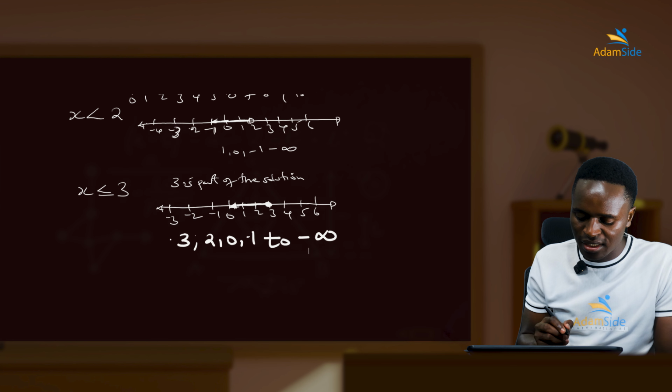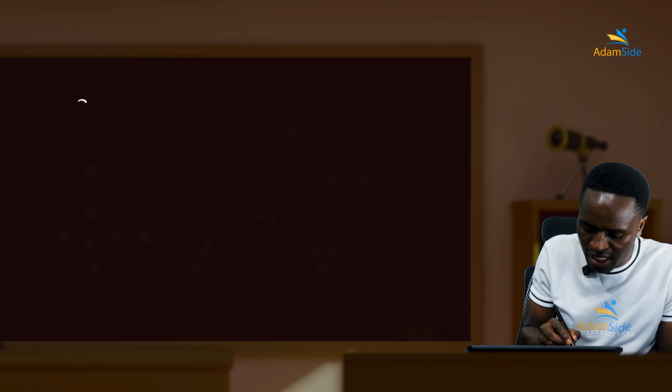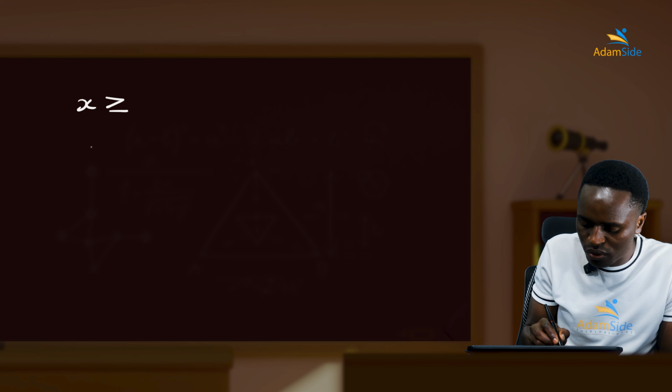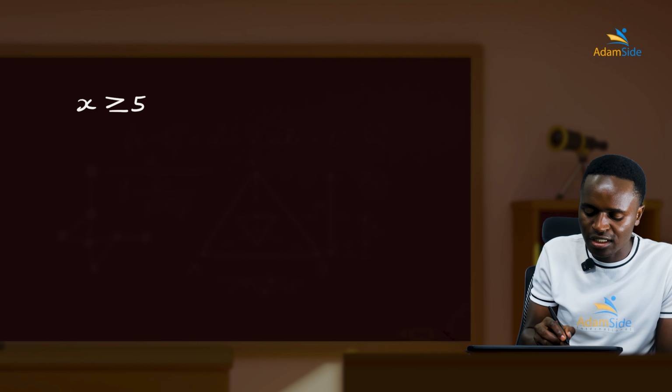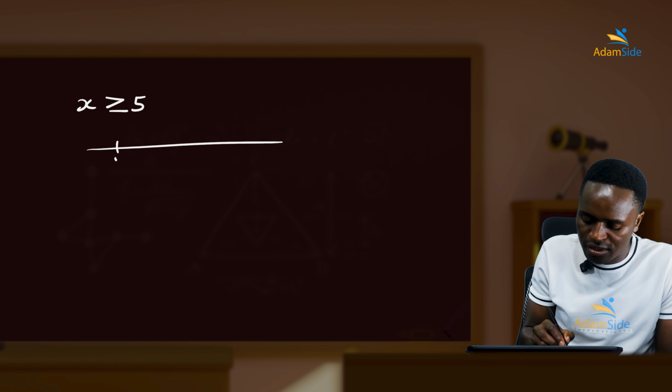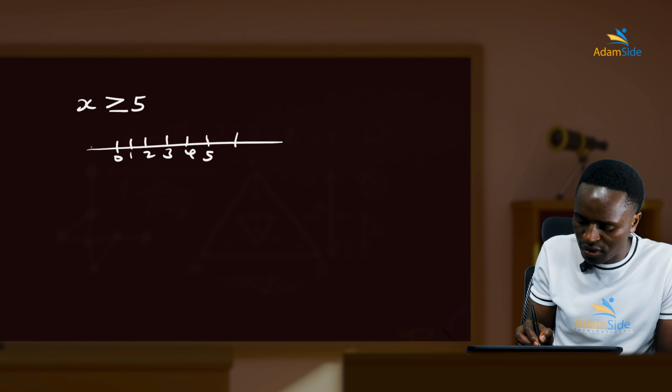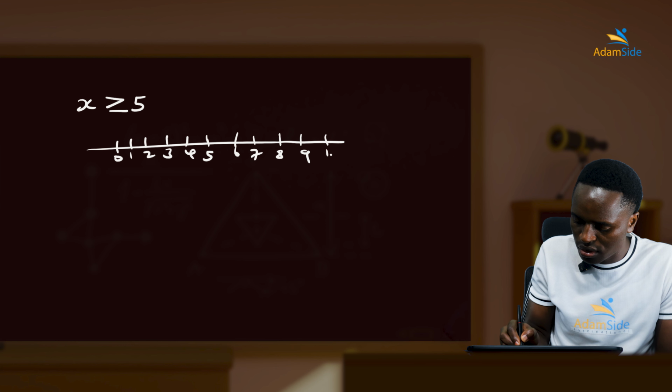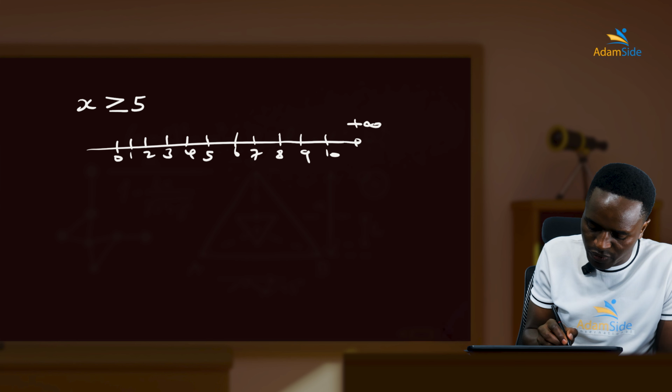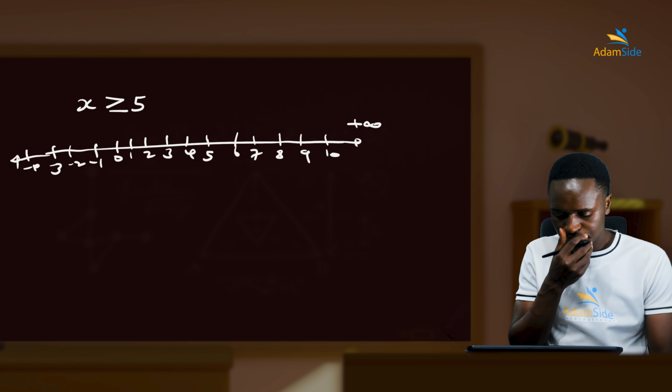Now, what if you say x is greater than or equal to 5? How do we represent this in a number line? Now we start from, let's say, 0, 1, 2, 3, 4, 5, 6, 7, as we go on, 8, 9, 10, to positive infinity. And then we have -1, -2, -3, -4, as we go on.